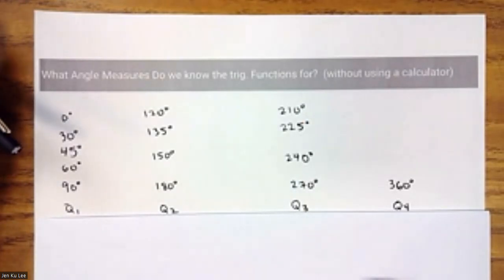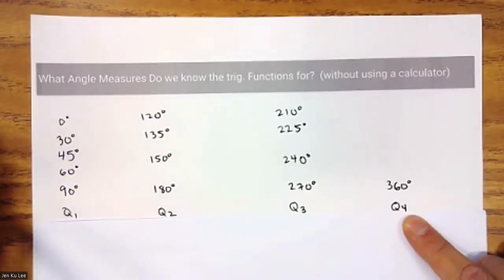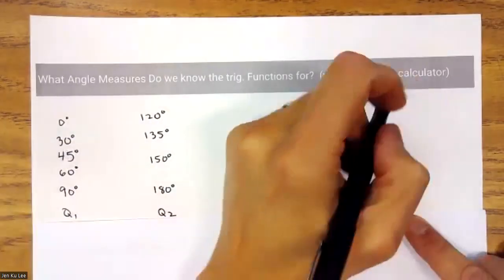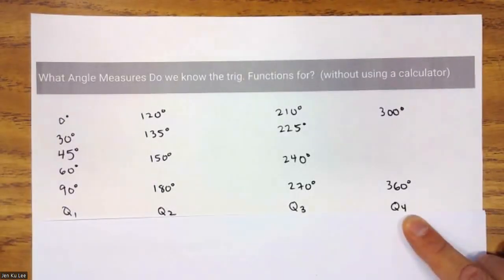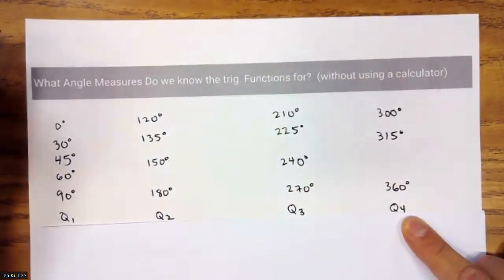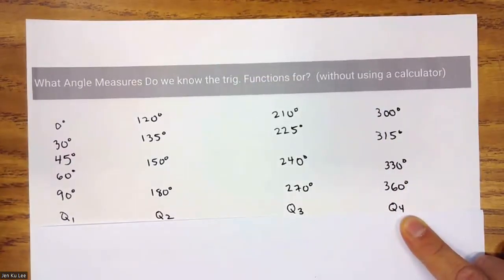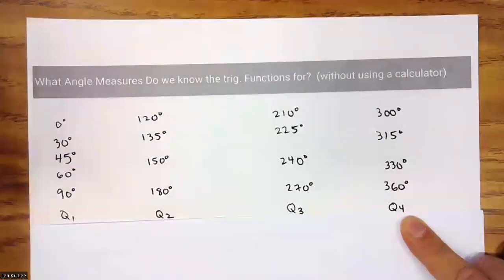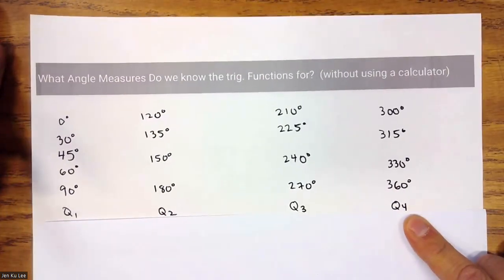Now go on to quadrant 4. We only got one there. We need 3 more. 300. 315. And 330. Right? These are all the angle measures that we do know the trig functions for. Okay?